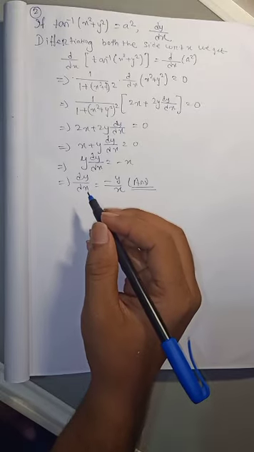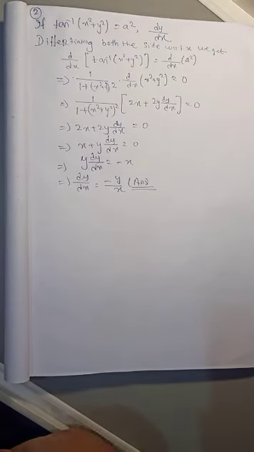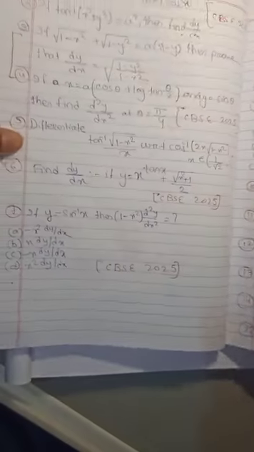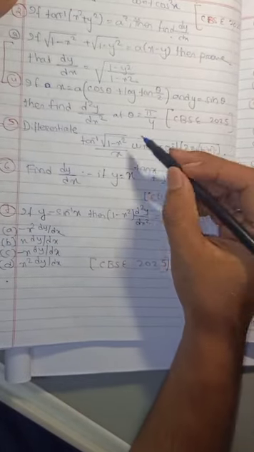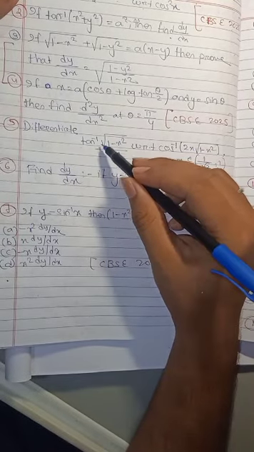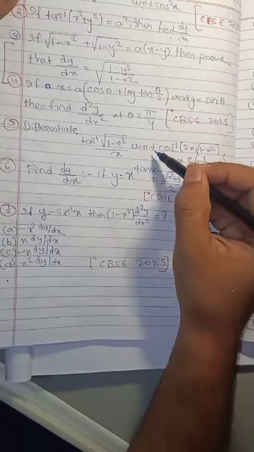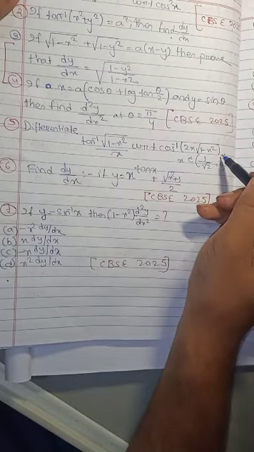Write it clearly, then I will solve the next question. Then come to the next question. Question number 3 and 4 I will do last. Then next is question number 5: differentiate tan inverse of this by this with respect to this by this. Very easy.